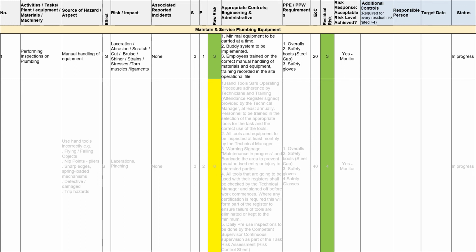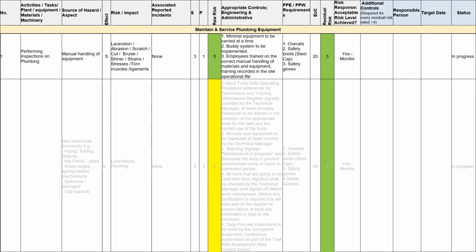Now we want to put appropriate controls or engineering and administrative measures in place. In this instance, we are saying minimal equipment is to be carried at any time. A buddy system should be implemented to carry multiple items. Employees should be trained on the correct manual handling of materials and equipment. Training should be recorded in the site operational safety file. We will also note that PPE, although the last line of defense, is a mandatory requirement on the site, and so all health and safety responsibilities for all employees are applicable to health and safety PPE. This would include things such as overalls, safety boots with steel cap, as well as safety gloves when manually handling equipment.